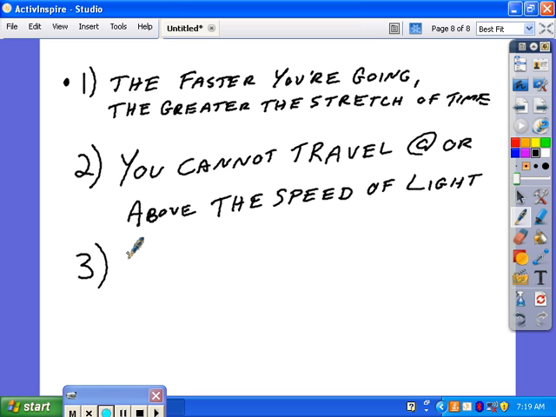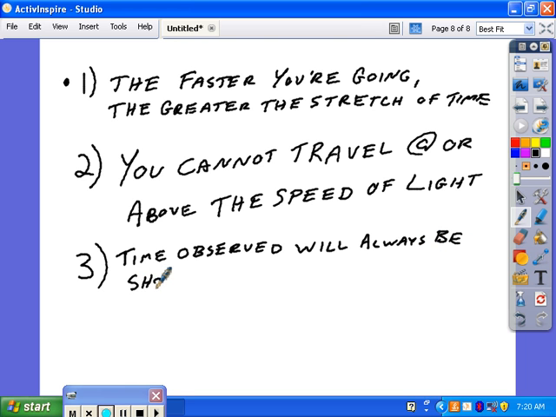And the third thing: the time observed will always be shortest in the original reference frame.